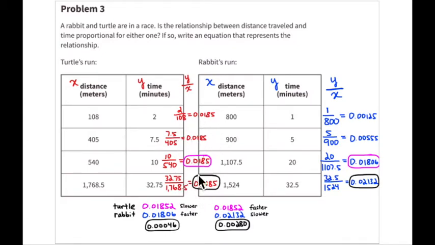So we're going to redo this in a moment, but you go through the same calculations for the rabbit. So 1 divided by 800. This is a much smaller number because it's taking much less time on average to run these 800 meters. So what's the number of minutes per meter? It's a very small number, much smaller than this number over here because it's taking much less time. But notice this number gets larger over time.